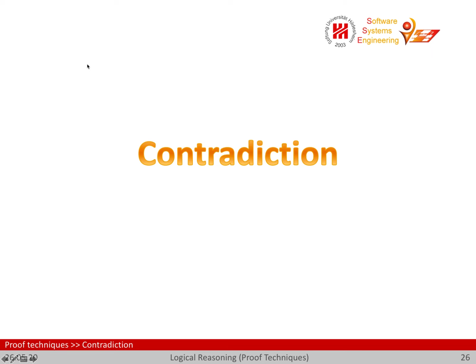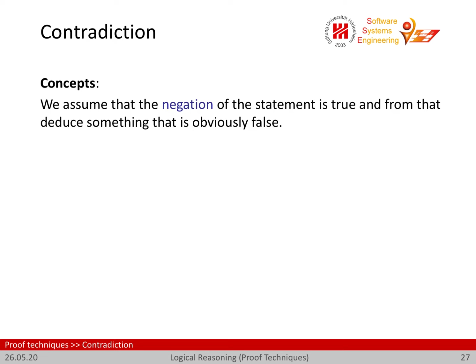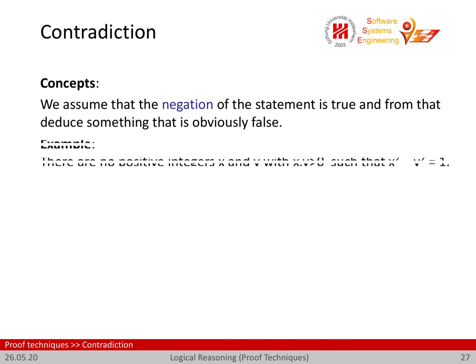So the next proof technique is proof by contradiction. The idea is we assume the negation of the statement we want to prove, and from that deduce that something is obviously false. So let me try to illustrate that with a small example.